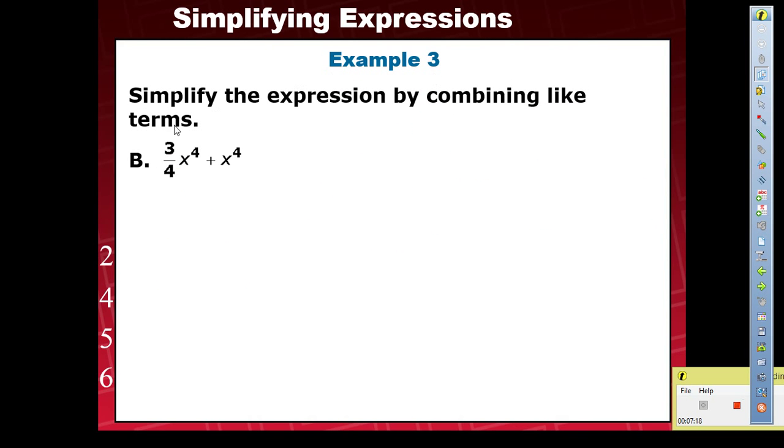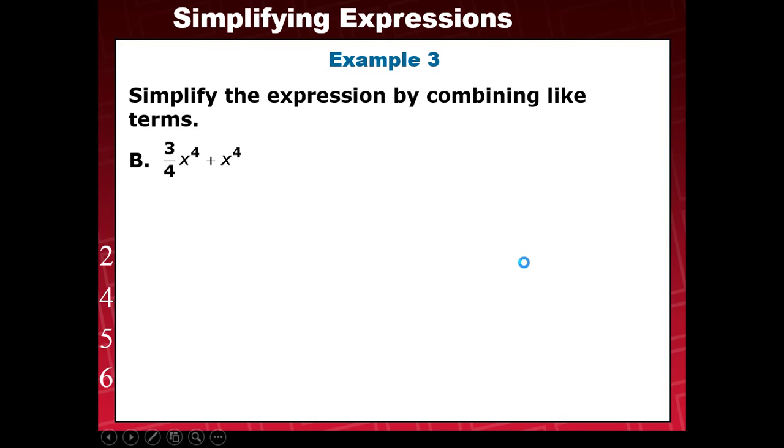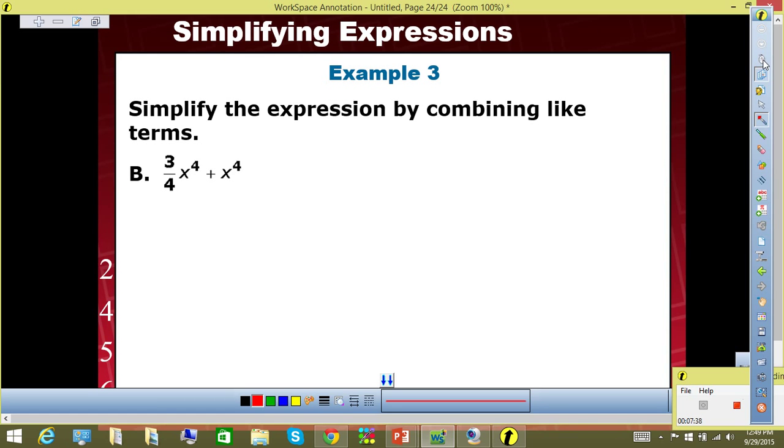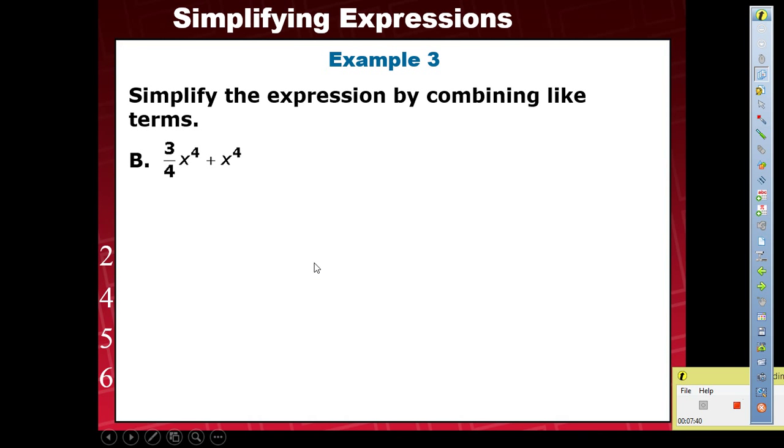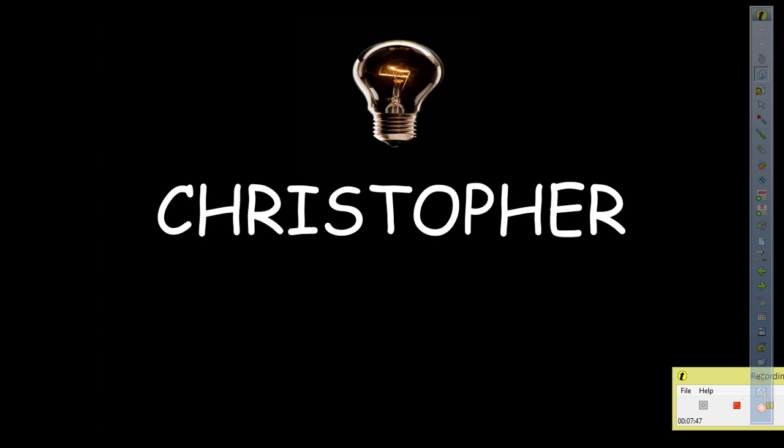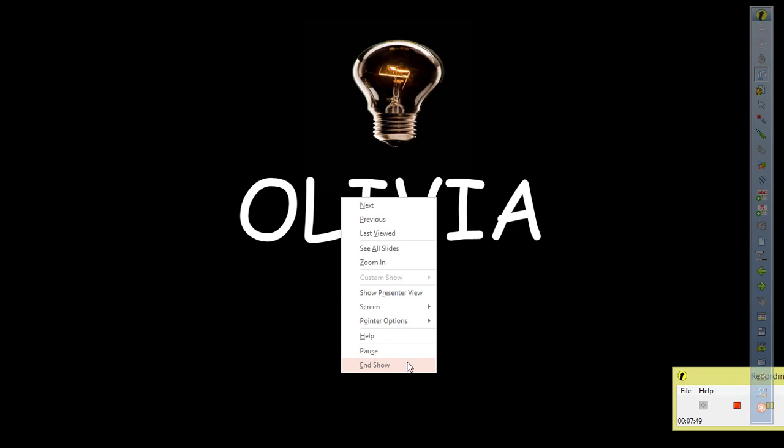Copy this one. Example 3. For example 3b, you don't have to write the instructions since you already wrote them. But example 3b says 3/4 x to the 4th plus x to the 4th. Simplify that by combining. All right. Let me get somebody to help me out for this one. How about Olivia? What'd you get?